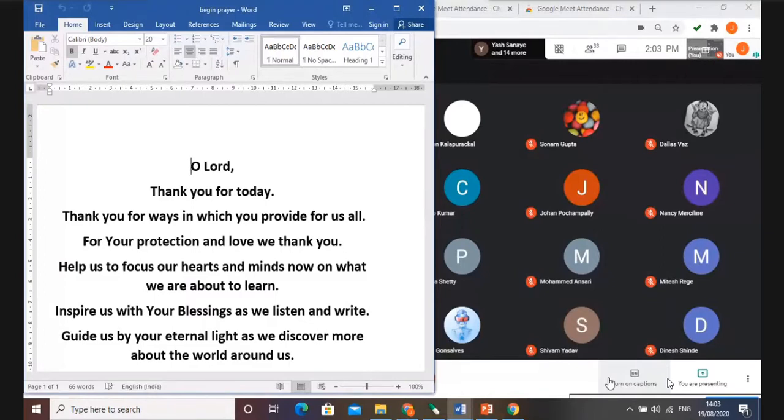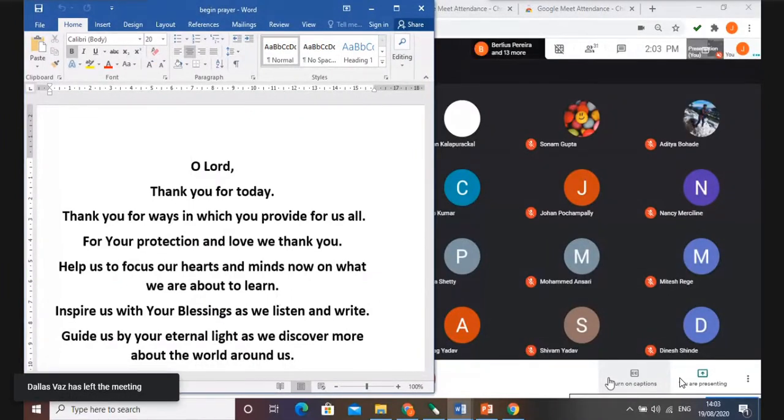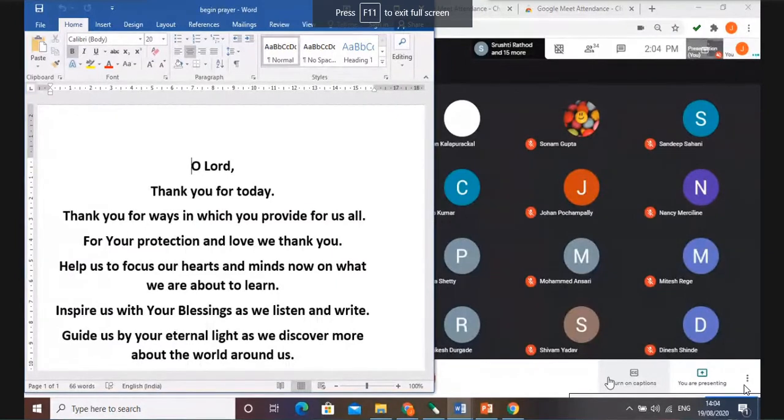We will start with our assembly prayer. Oh Lord, thank you for today. Thank you for ways in which you provide for us all, for your protection around us.